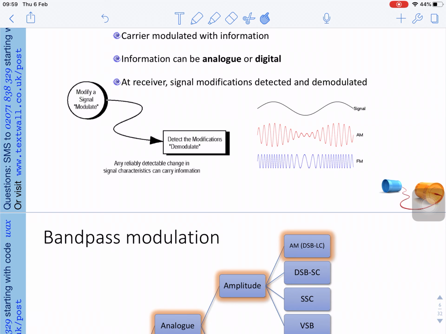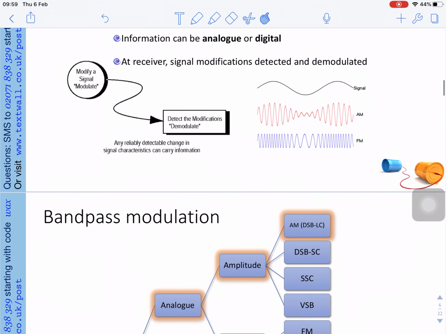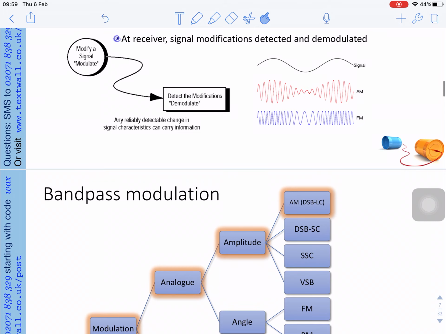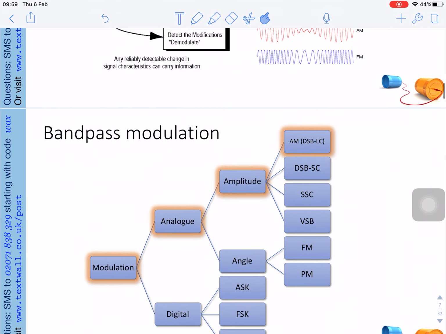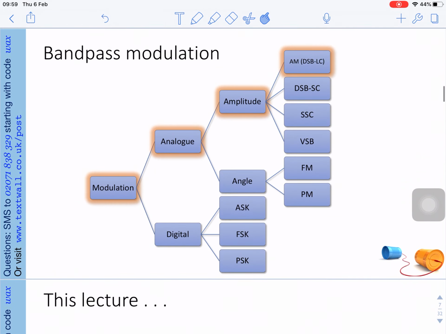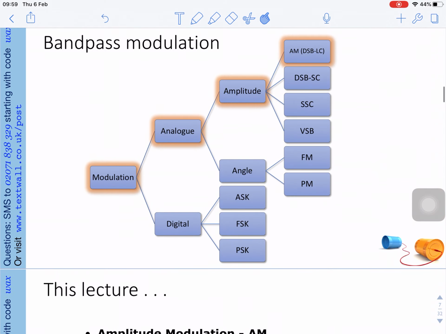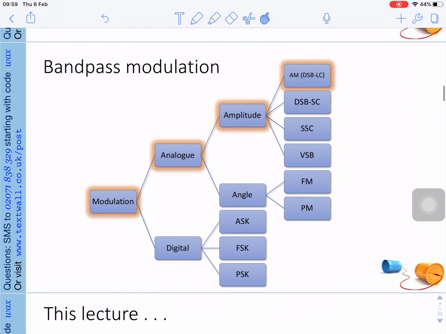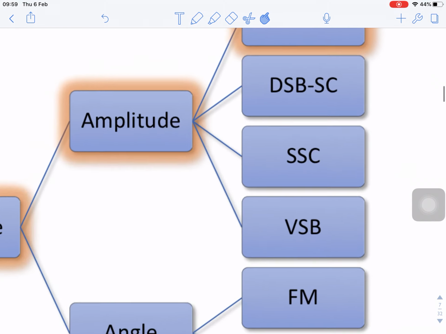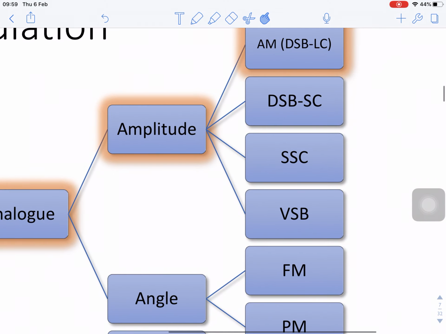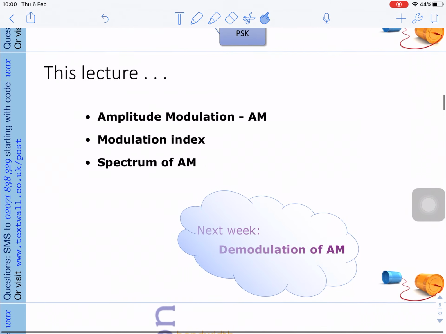The carrier is modulated with the information, which can be analog or digital. At the receiver, the modulated signal can be detected and demodulated. There are some bandpass modulations, for example the modulation of the analog signal and the digital signal, amplitude modulation, double-sided modulation, and single-sided modulation, which will be explained later.